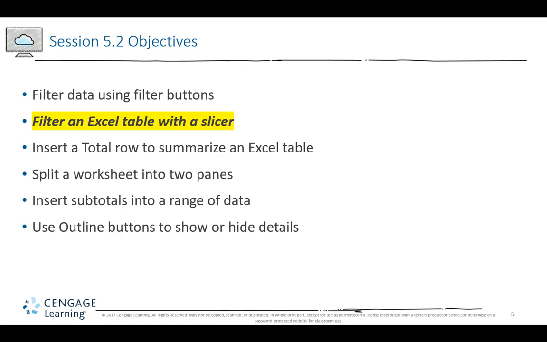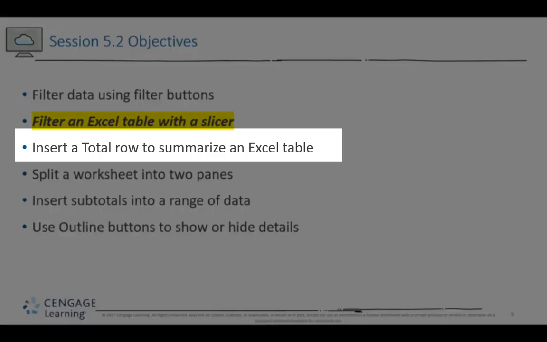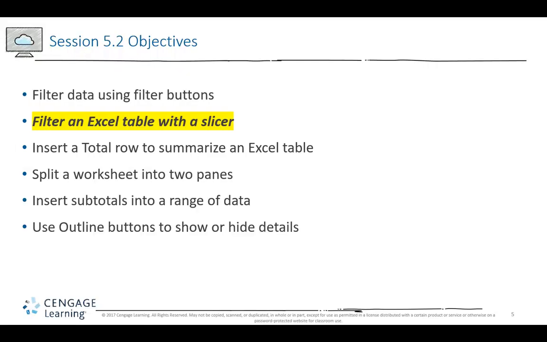Session 5.2 objectives include using filters and the filter buttons, filtering a table with a slicer, insert a total row to summarize an Excel table. We will look at splitting a worksheet into 2 panes, inserting subtotals into a range of data, and the use of the outline buttons to show or hide details.